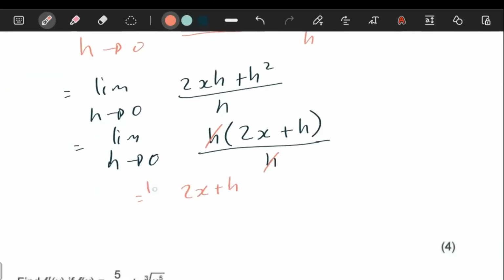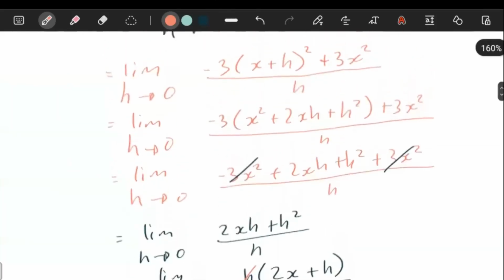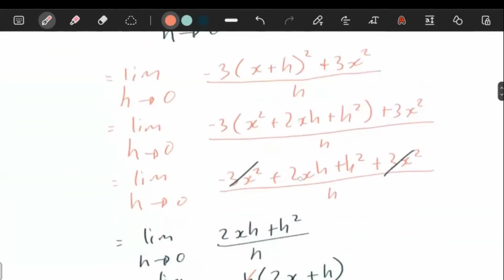Now you can put in a 0 where h, no, something is wrong. Error, because when you multiply inside, it's supposed to be a 6, a negative 6 to be exact.